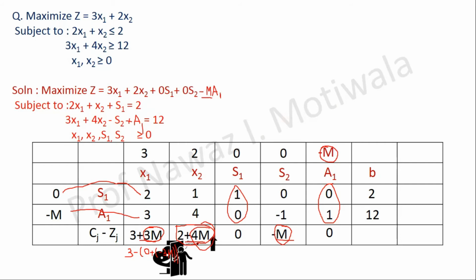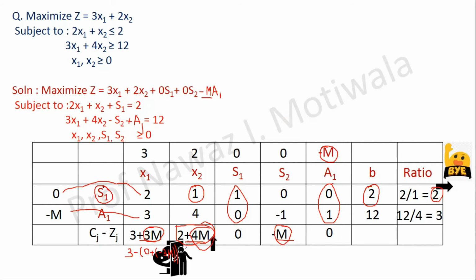For that we find out the ratio. Ratio is the value of b divided by the value in this particular corresponding column. So it will be 2 by 1, that will be 2, and 12 by 4, that will be 3. The lowest in the ratio is 2, which belongs to the variable S1. Hence we will say that this S1 will be leaving the solution.